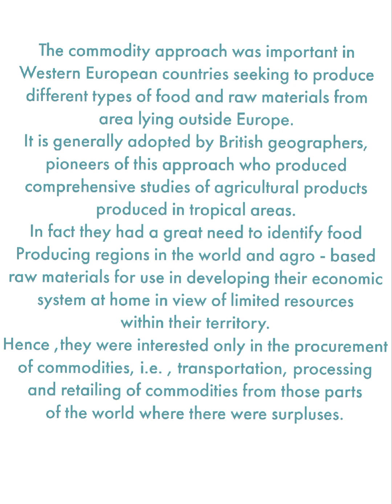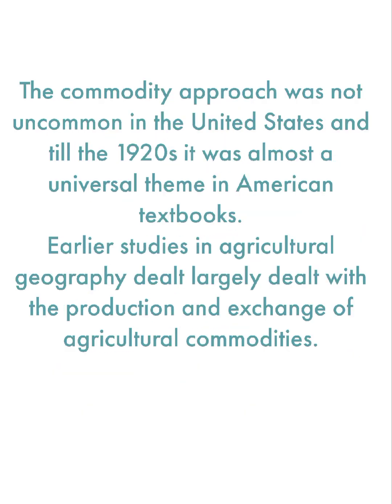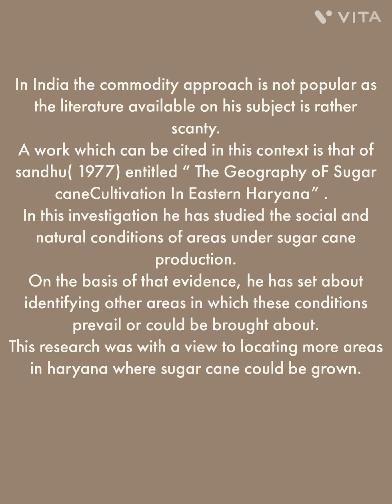In the next paragraph, we discuss the development of the commodity approach in the United States of America. The commodity approach was not common in the United States until the 1920s. It was almost a universal theme in American textbooks. Earlier studies in agricultural geography dealt largely with the production and exchange of agricultural commodities.